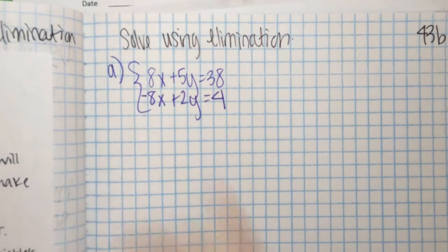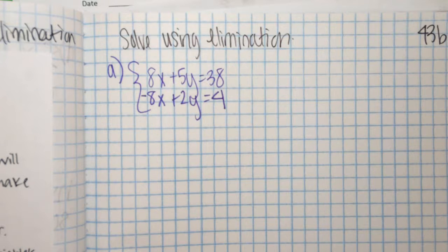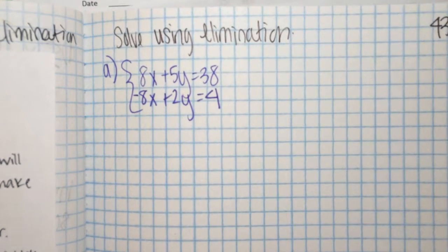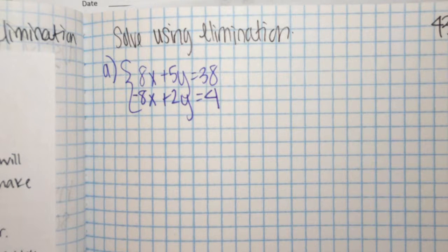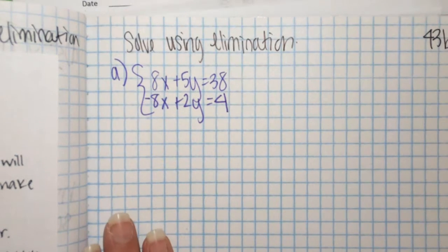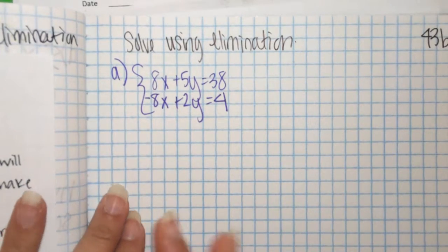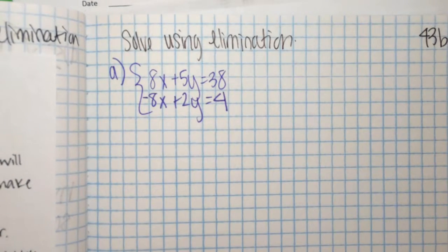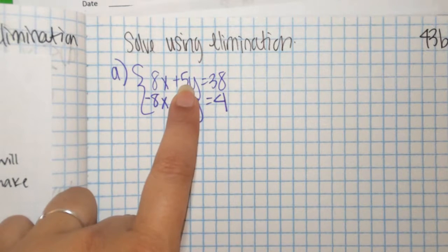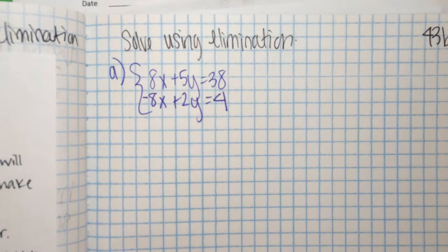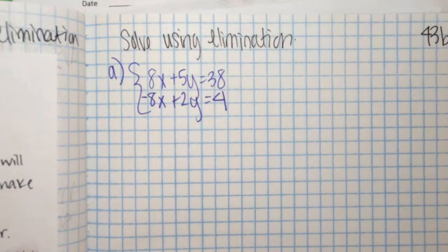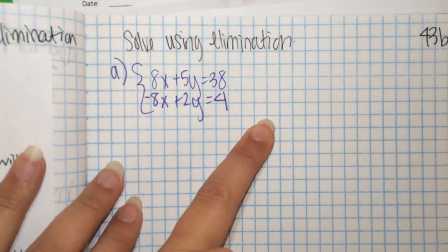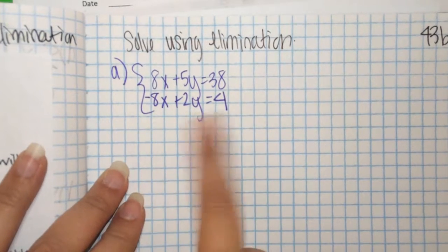Okay, so this is our first system. 8x plus 5y equals 38, and negative 8x plus 2y equals 4. Now, if we were graphing, we would have to solve both of these for y, correct? That means we'd get gross fractions because we'd have to divide by 5, and that'd be nasty. If we were substituting, we would have to solve for one variable, correct? We need to get one variable by itself.